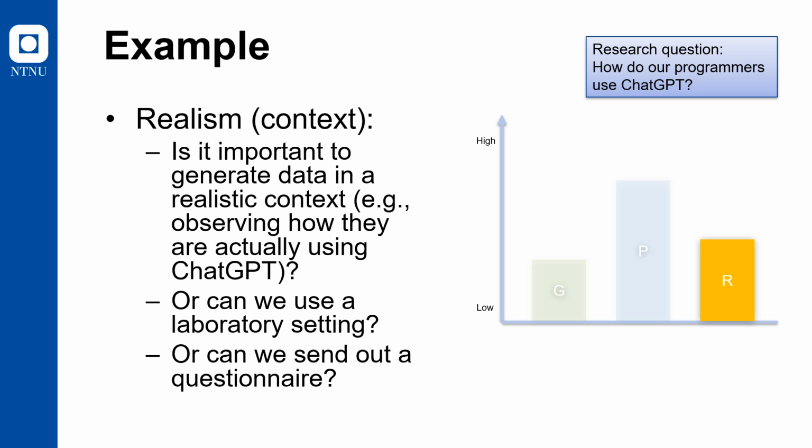The last dimension is realism. In this case, you need to think about where you will generate the data you need to answer your question. Is it important that the data is generated in a realistic context? For instance, observing programmers using a tool to do software testing in a project? Or can we do the data generation in artificial contexts, such as in a laboratory? Or can we totally ignore the context and send out a questionnaire for the programmers to answer?